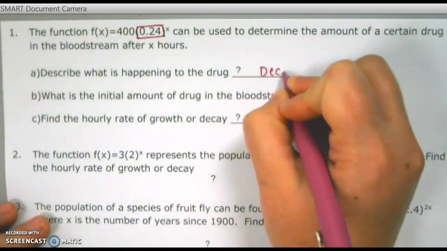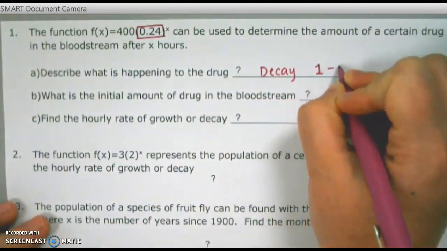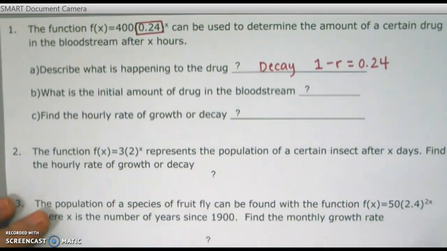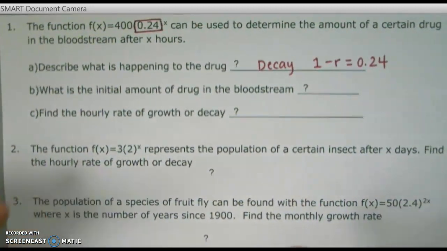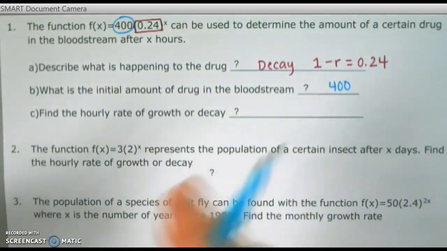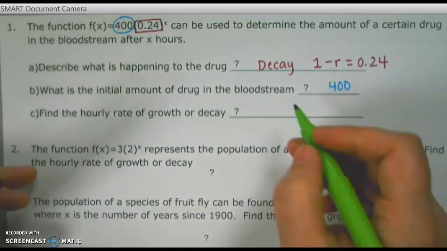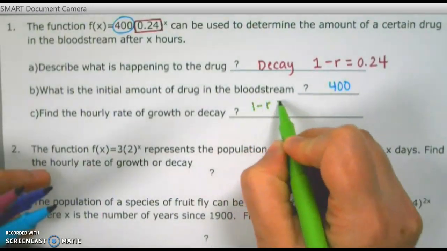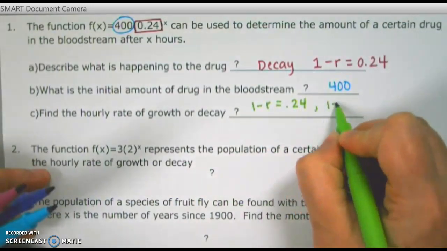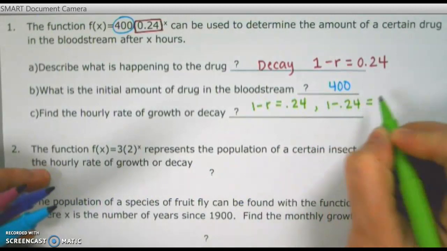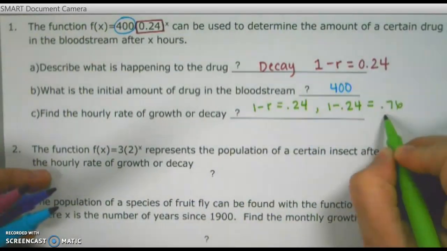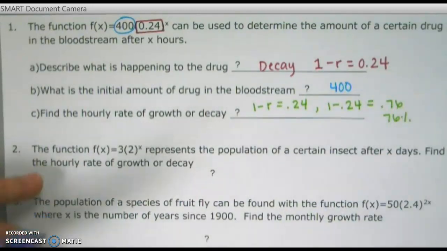So I can tell this is decay because it looked like somebody did 1 minus r, and that's how I got 0.24. All right, the initial amount, you should be used to putting that first. So the initial amount is 400. And when you're finding the rate, you have to remember that they did 1 minus the rate to get 0.24. So you're going to have to do 1 minus 0.24 to figure out what they subtracted. So 0.76, which would be 76%.